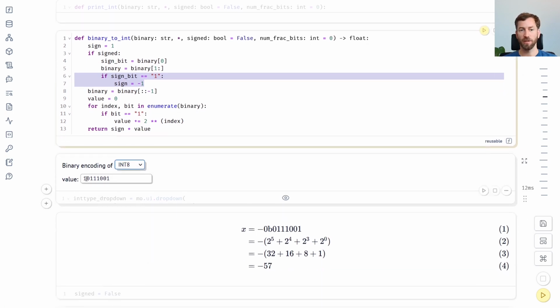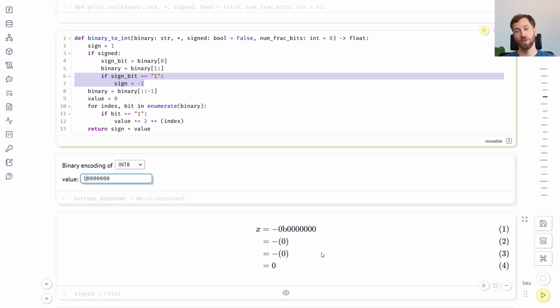Here we have a leading 1, so it's negative. If we toggle this to a 0, we get a positive result. If we now set all bits to 0, we get a 0 out of it as expected. And if we now toggle the sign, we get a -0. So we spend 2 code points for representing the 0, and this is quite a waste. And this is also the reason why in practice not the sign magnitude representation is used, but the 2's complement representation.